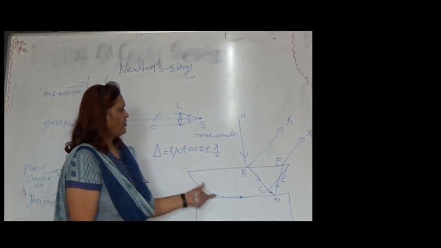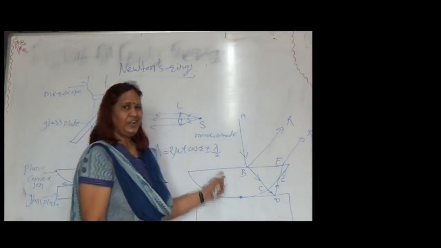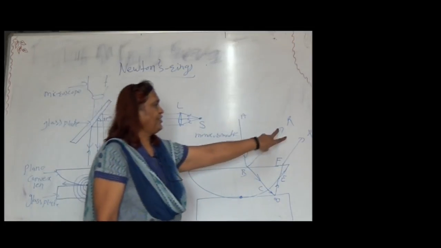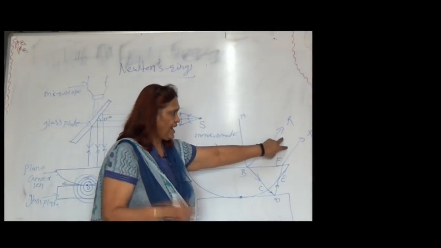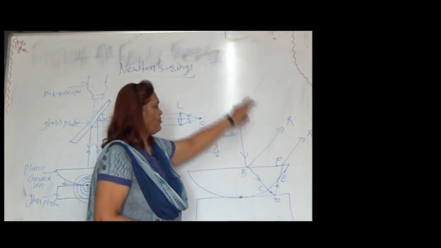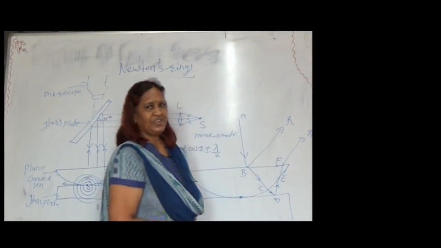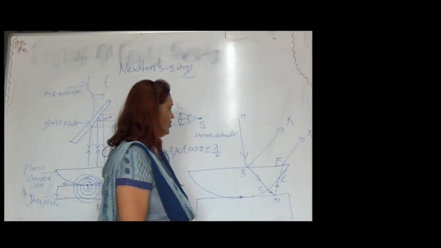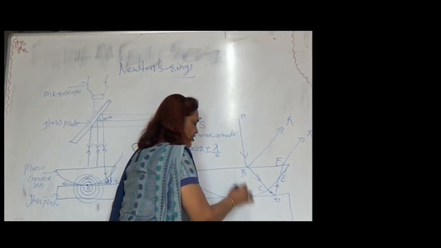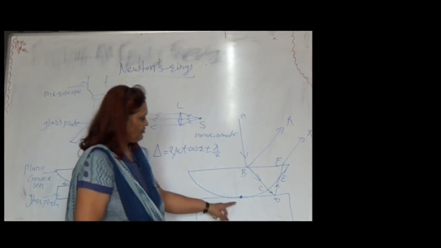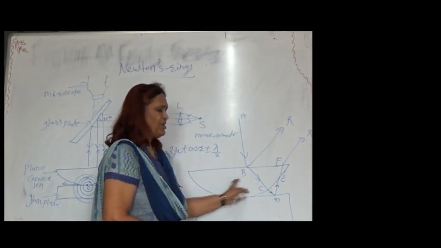Now, for the formation of Newton's rings also, there is a formation of two light waves or two beams from a single incident beam, and these two beams superpose on each other, and then there is a formation of Newton's rings around the point of contact. And here we observe a number of rings around the point of contact.